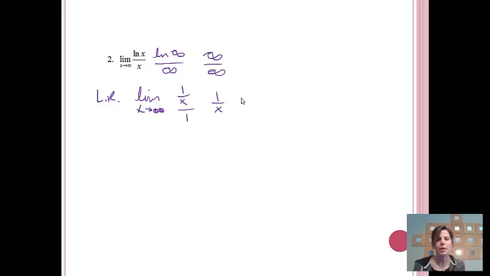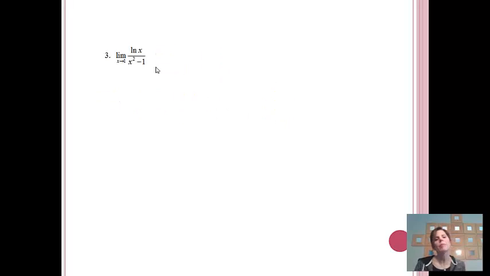And this time if I plug in infinity, I get 1 over infinity, and 1 over a really large number is 0. So the limit of this problem would be 0. All right, problem 3. The limit as x approaches 1 of ln x over x squared minus 1.